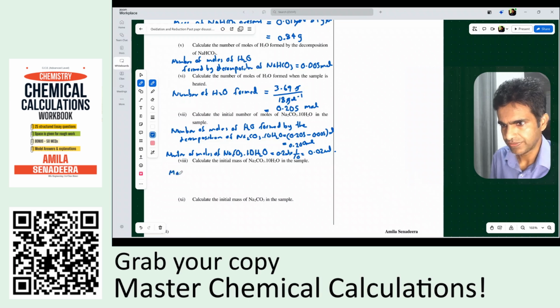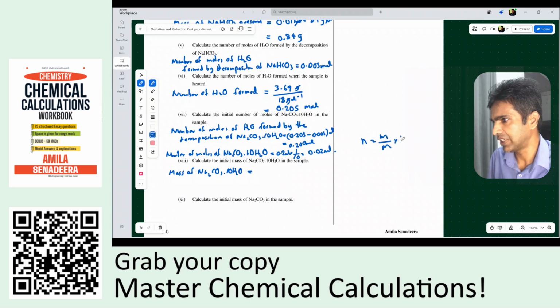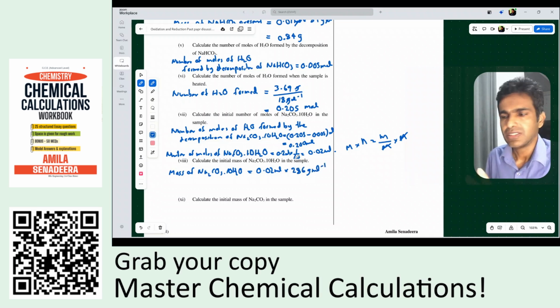So mass of hydrate of sodium carbonate. How to calculate that? Number of moles is mass over molar mass. We can multiply both sides by molar mass. Then mass is number of moles times molar mass. Number of moles of hydrate of sodium carbonate is 0.02 moles times the molar mass of hydrate of sodium carbonate. It is 286 grams per mole. Because I have done many chemical calculation questions, I can remember that molar mass.